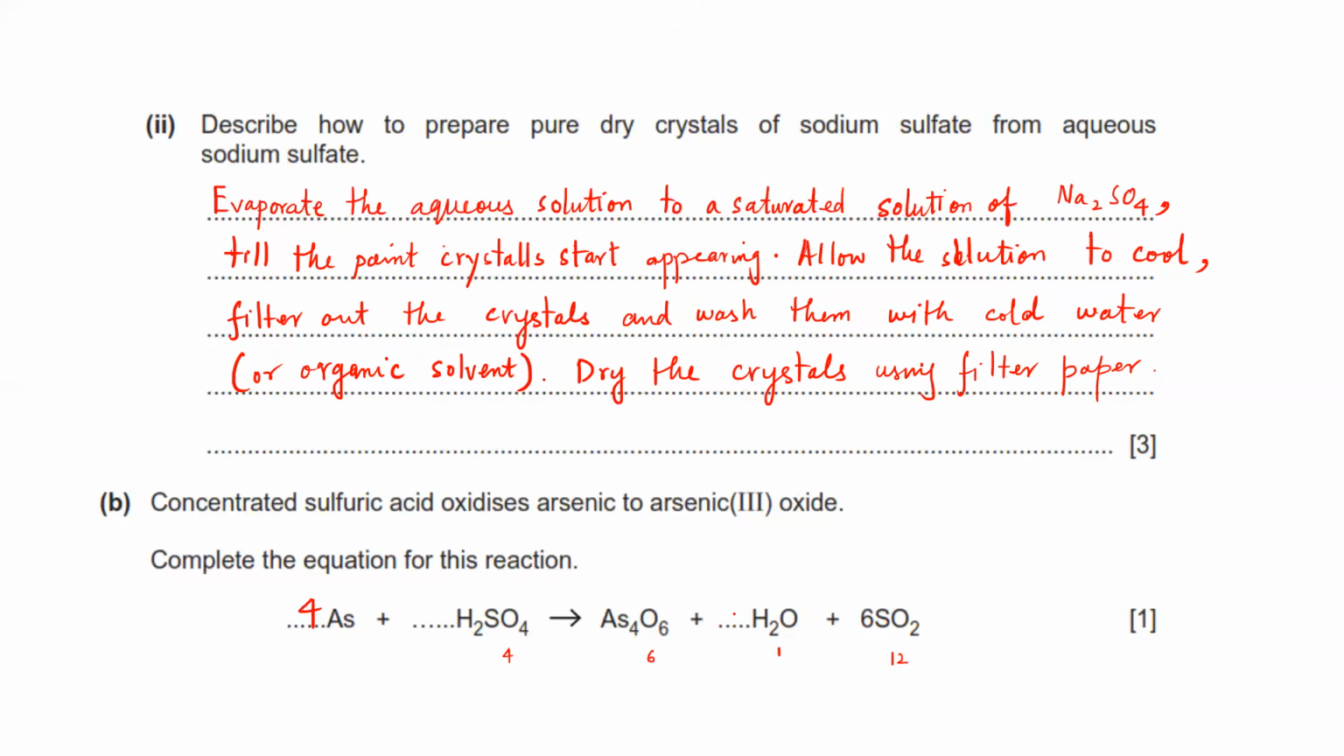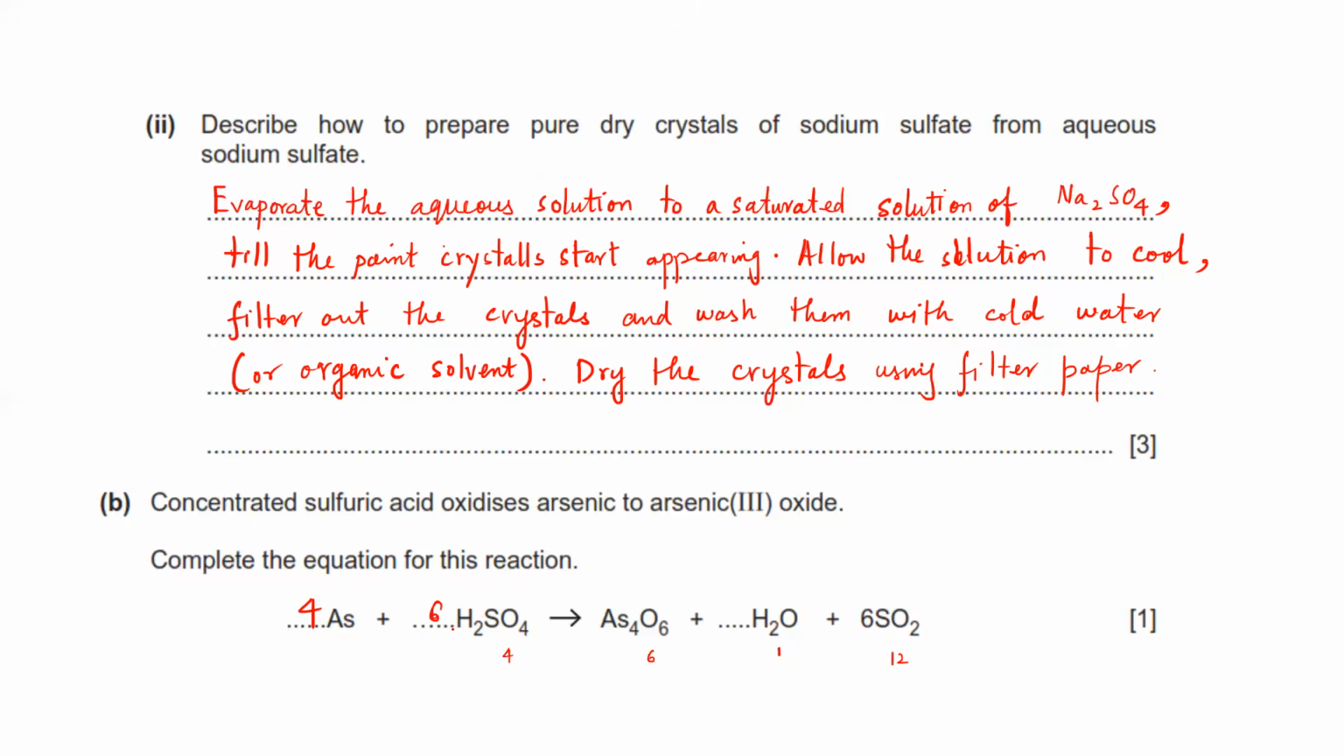So if I add 2, and how many hydrogen? So we have 2 hydrogen here. Okay. How many sulfur? So we have 6 sulfur here. We have 1 sulfur here. So at least we need to have a 6 here. So let's see, add 6 here.